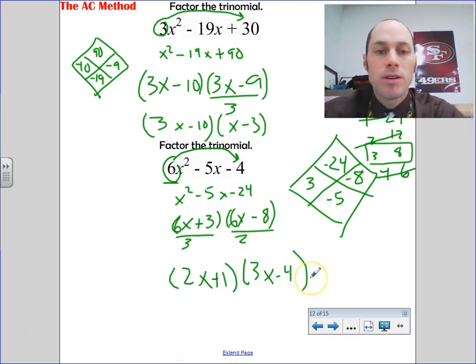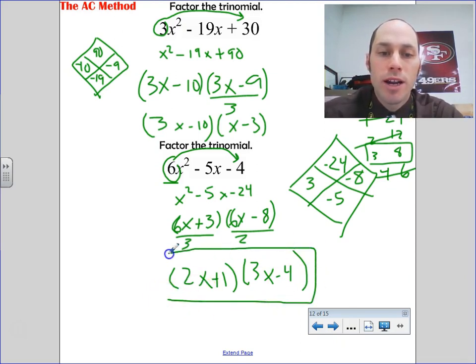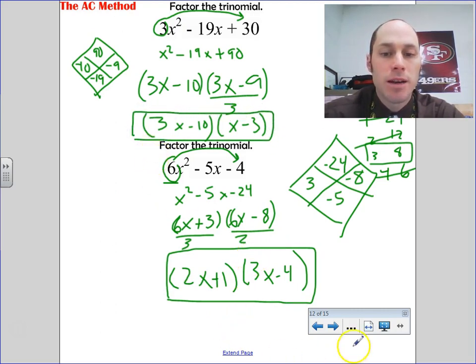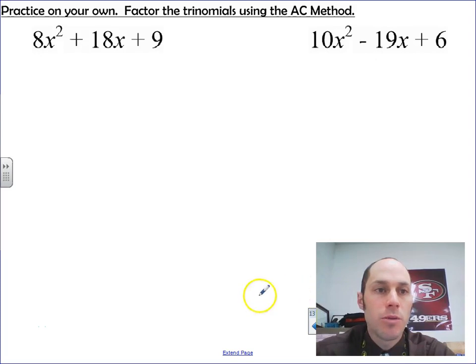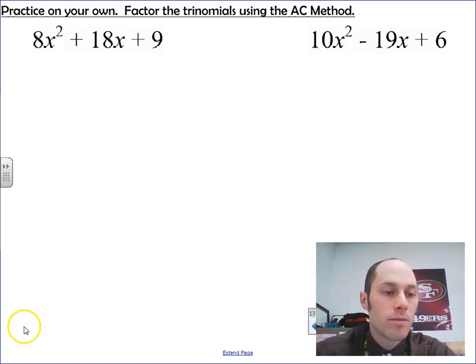So you'll find that this method works a lot more efficiently than just trial and error. And I think you're going to want to try this method out because it'll save you a little bit of time. So why don't you try the next two examples on your own, see if you can get those, pause the video, start it when you want to see my work for it.